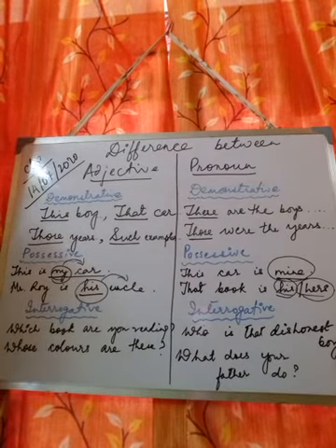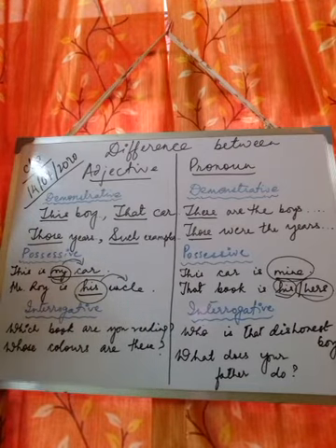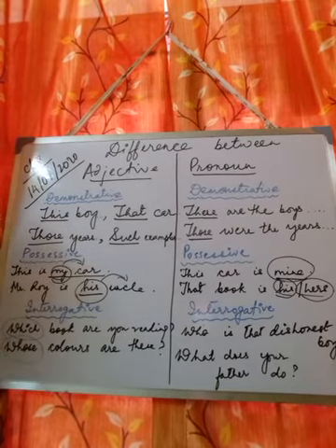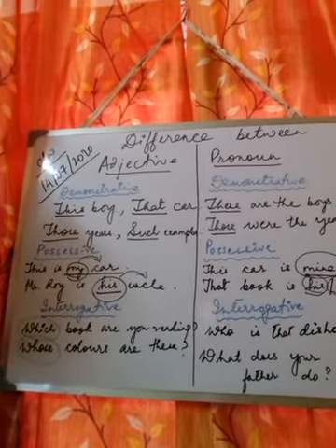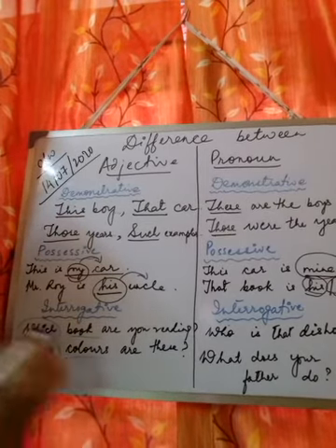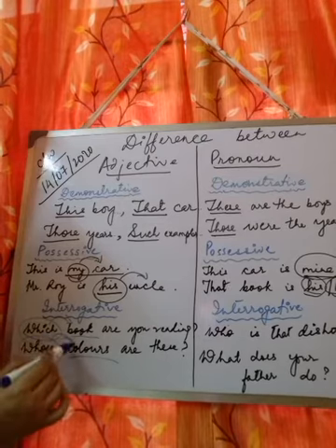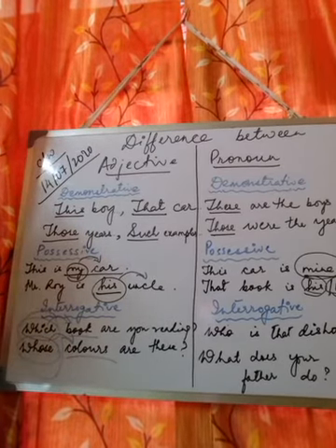Which book are you reading? Again, the same rule applies here. The words of interrogation, which or whose, are immediately followed by the nouns. Book and colors are the nouns here. So these words add meaning to the nouns book and colors. Hence these are interrogative adjectives.